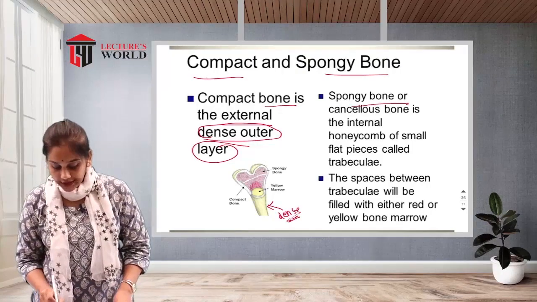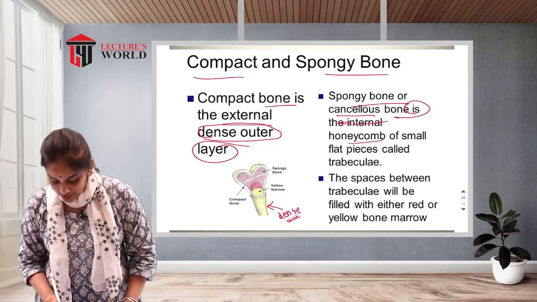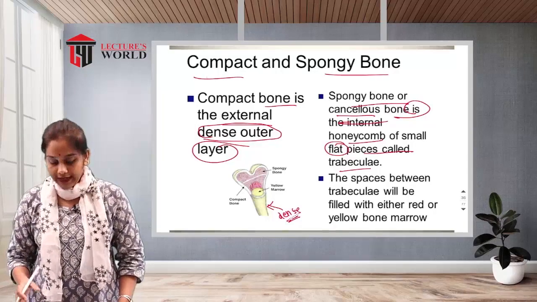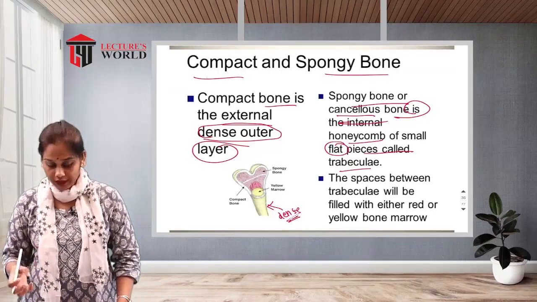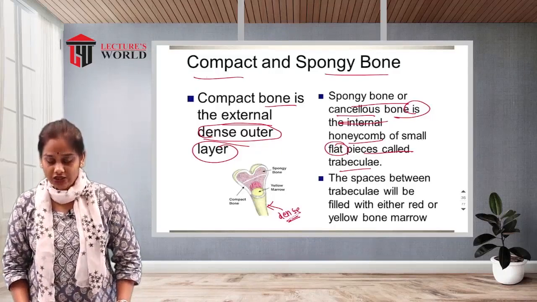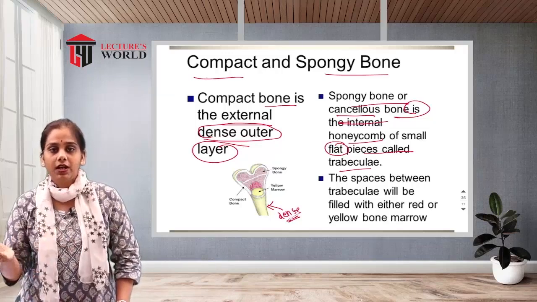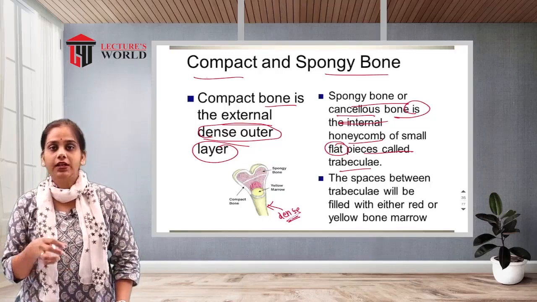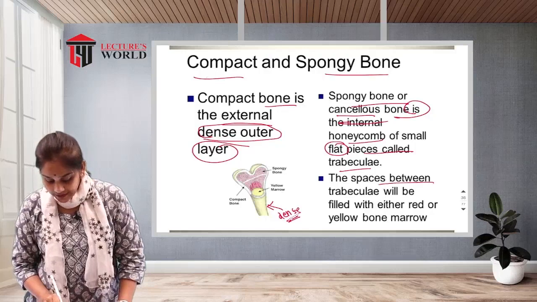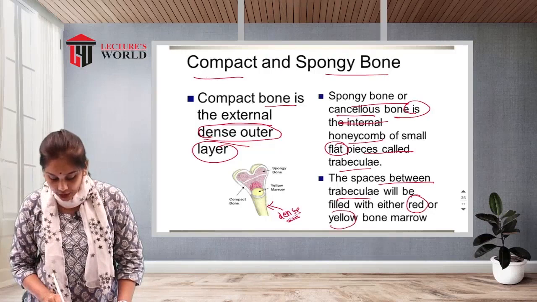While spongy bone, that is cancellous bone, is an internal honeycomb of small flat pieces called trabeculae. Spongy bone is a soft area inside the bone which contains calcium, and it has a honeycomb appearance. When we see the cross section, we can see the honeycomb appearance of the bone. The spaces between the trabeculae are filled with either red or yellow bone marrow.